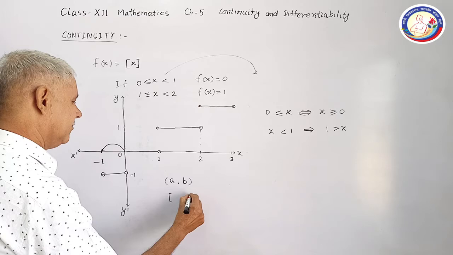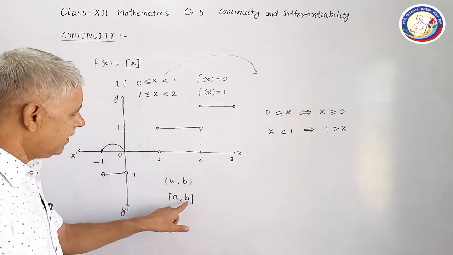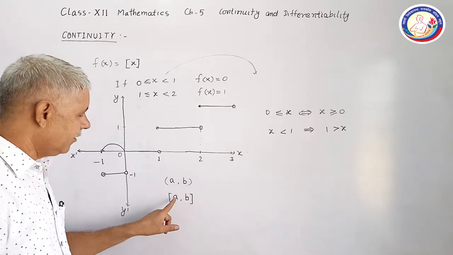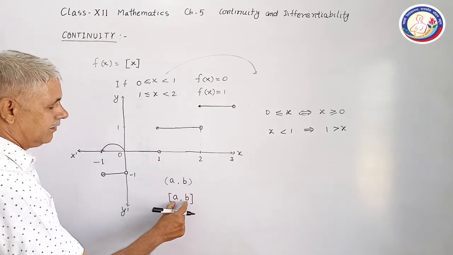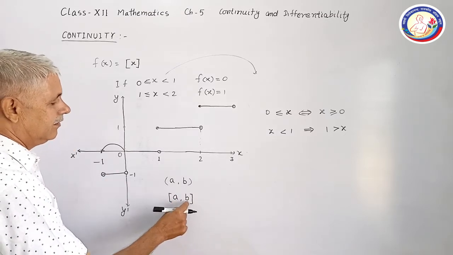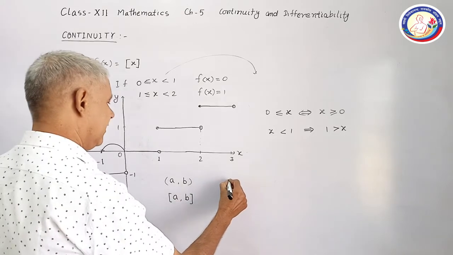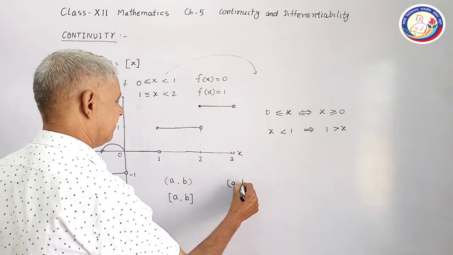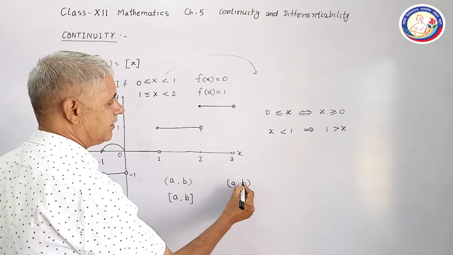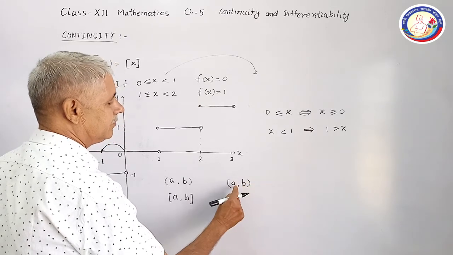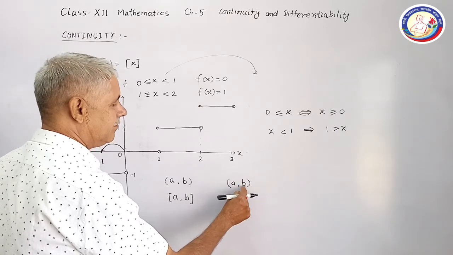If this is the bracket, a and b with values from a to b, a and b both are included in the interval. And if we write like this, from a to less than b, all values starting from a to less than b.